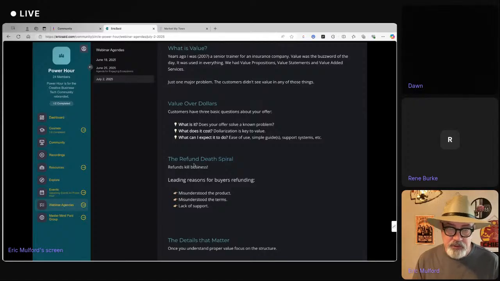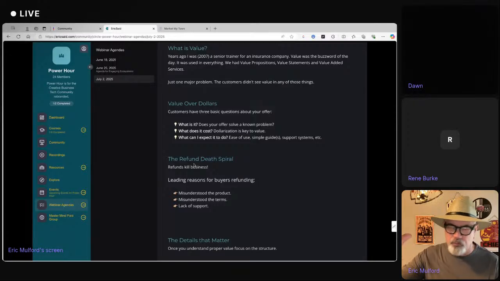Second reason why refunds kill your business is because your advertising is based upon your satisfaction rate. So if you have a lot of refunds and you're advertising on Facebook, Facebook will find that out. And what they'll do is they will make it impossible for you to get good cost on your ad spend. They'll kill your business. Here are some leading reasons why buyers are refunding.